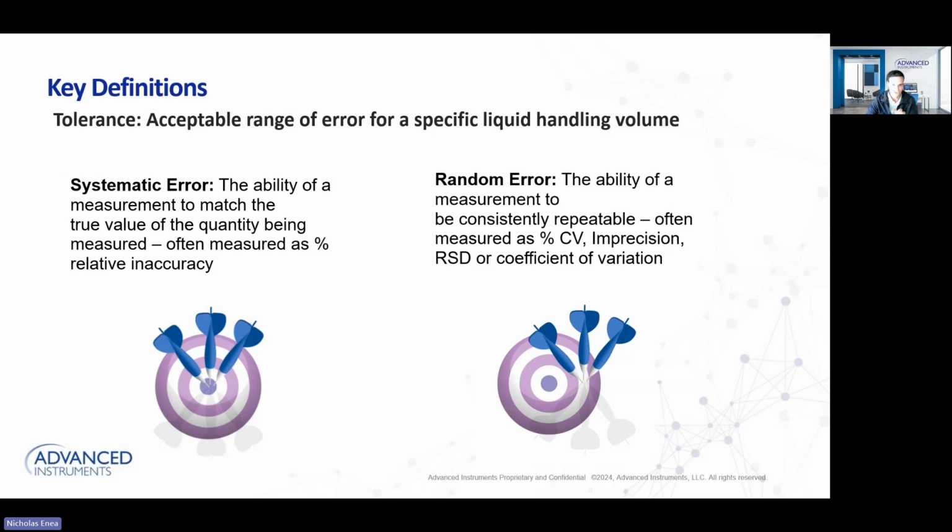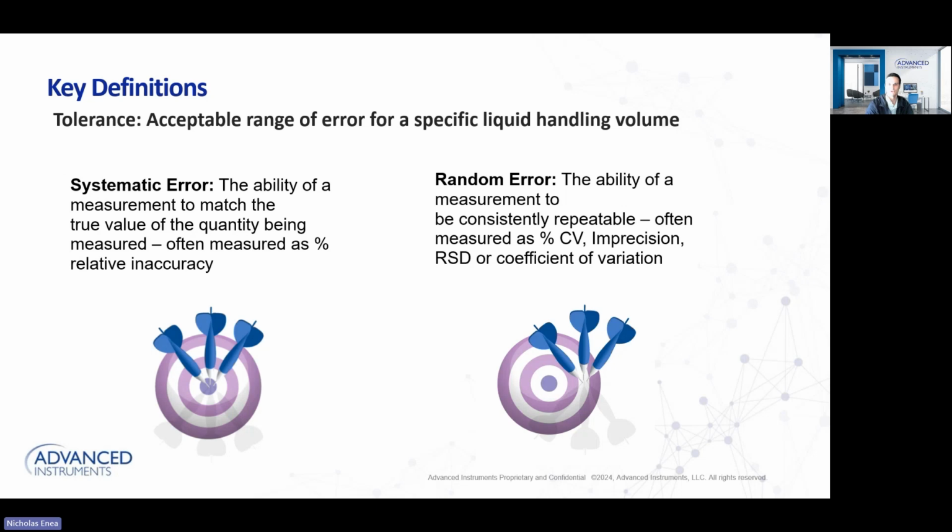But if there are any questions as I'm going through these next three slides, now would be the time to ask them in the chat. So, key definitions: tolerances. What is a tolerance? It's an acceptable range of error for a specific liquid handling volume. Whether that be a pipette or a liquid handler, we want to pipette within a range that we deem acceptable for our assay or for our regulatory body.